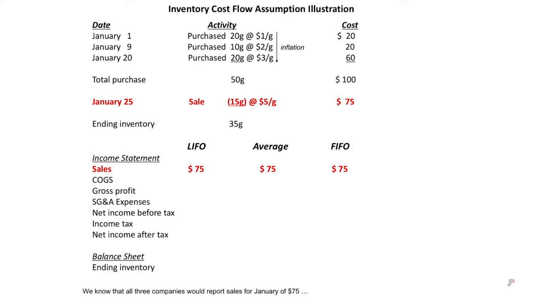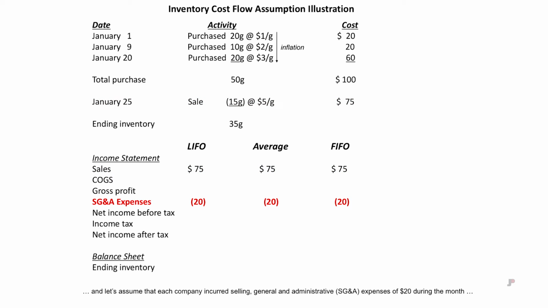We know that all three companies would report sales for January of $75. And let's assume that each company incurred selling, general, and administrative expenses, SG&A expenses, of $20 during the month, and pays income taxes at a rate of 40% of net income before tax.